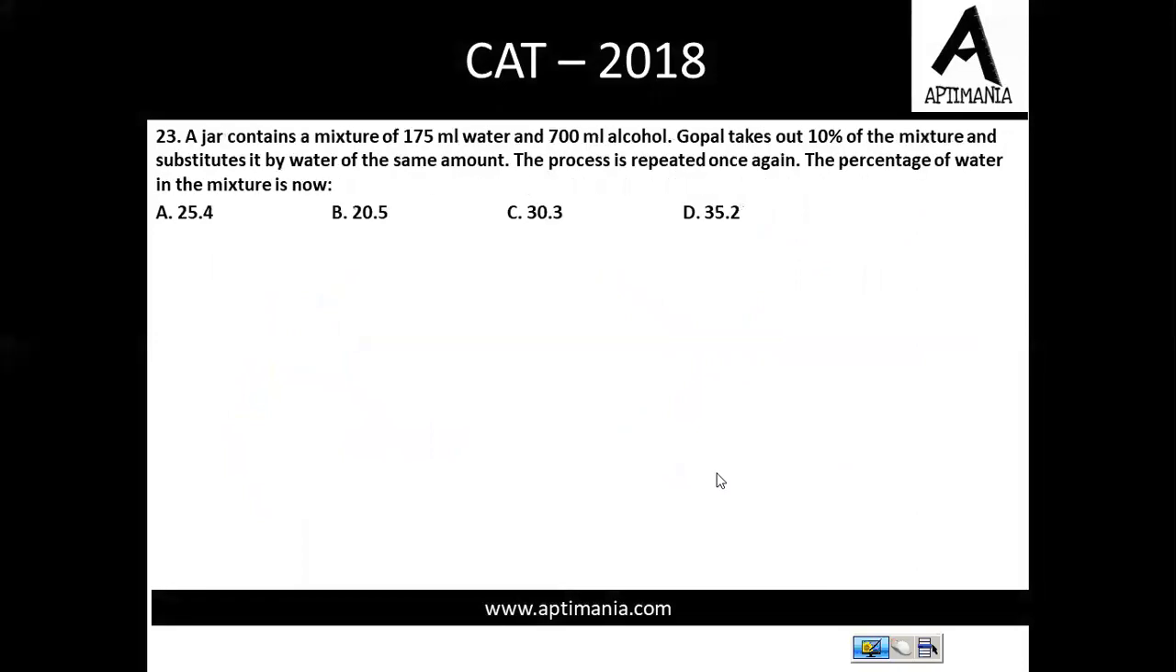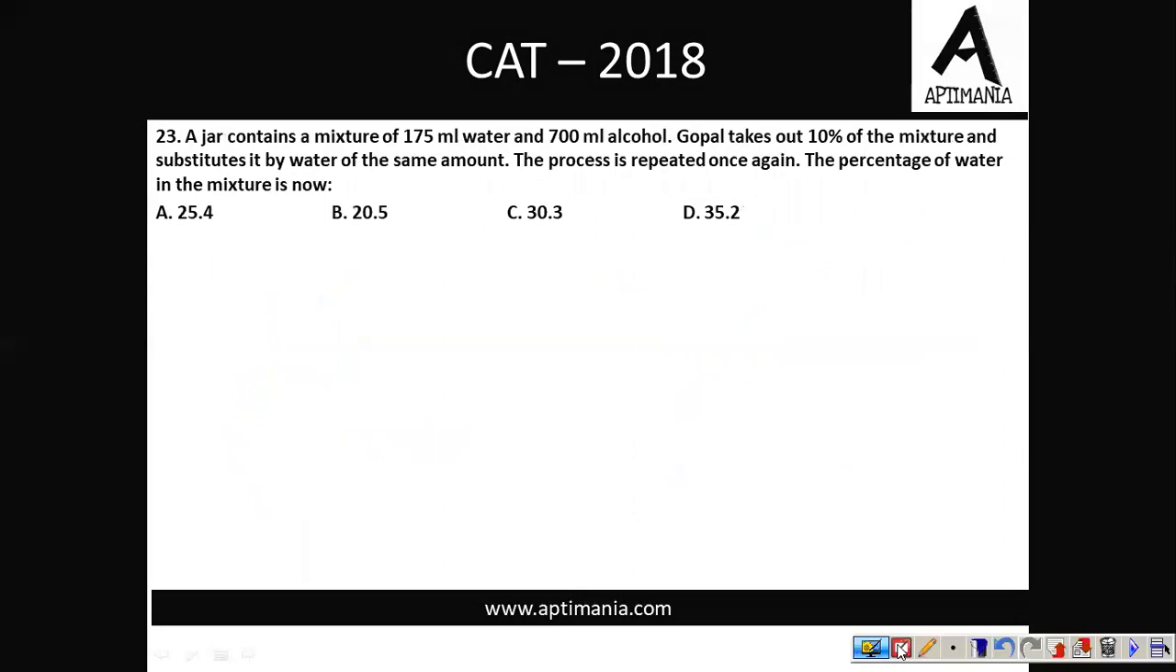Let's go ahead to the next question. Question number 23 is on the screen. Let's try to solve it out. What is given to you is a jar contains a mixture of 175 ml water and 700 ml alcohol, right? Gopal takes out 10% of the mixture and substitutes it with water of the same amount. The process is repeated again. The percentage of water in the mixture is now. So it is a question properly based on the replacement formula, applying the concept of the replacement formula. Also, since water is being replaced, we'll be applying the concept over alcohol.